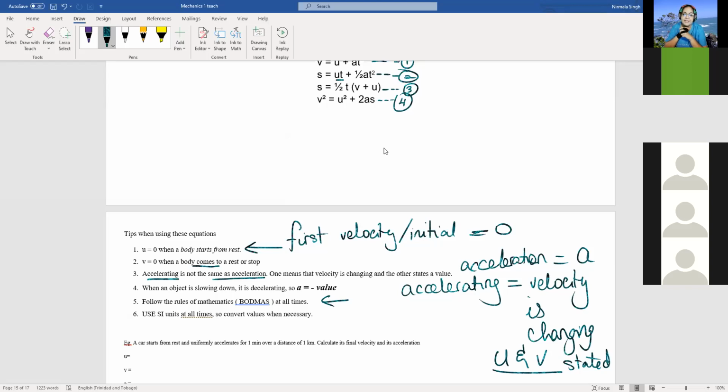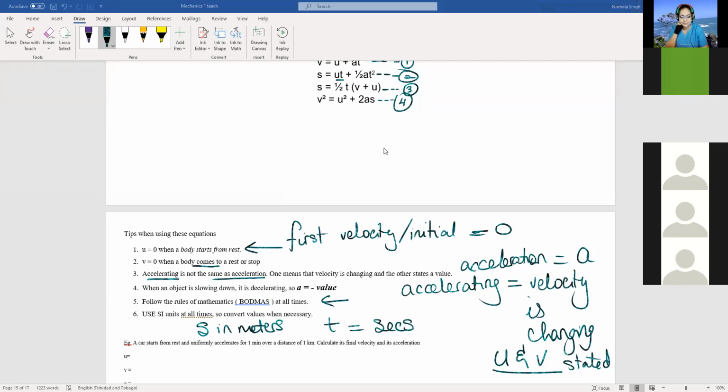Use SI units at all times. SI units meaning you have to use your distance in meters. And you know I'm going to give you distance in kilometers. You have to use time in seconds. Sometimes you get your time in minutes. So you all have to be very careful. Please, please, please use the right SI unit. That's what we're here for, for you to get guidance in the subject, and we can just move forward.